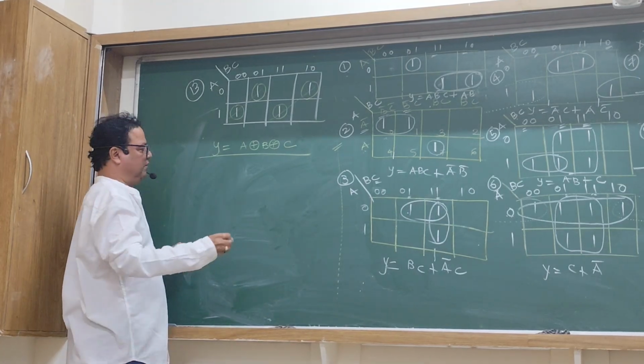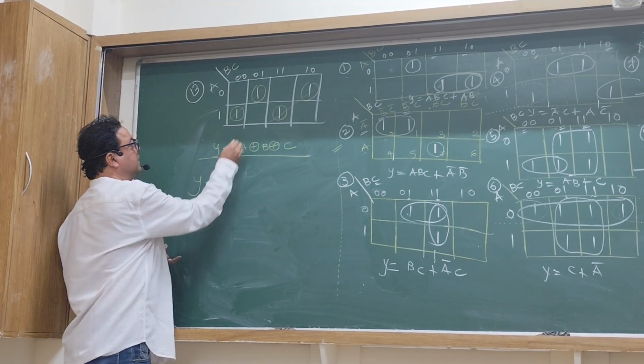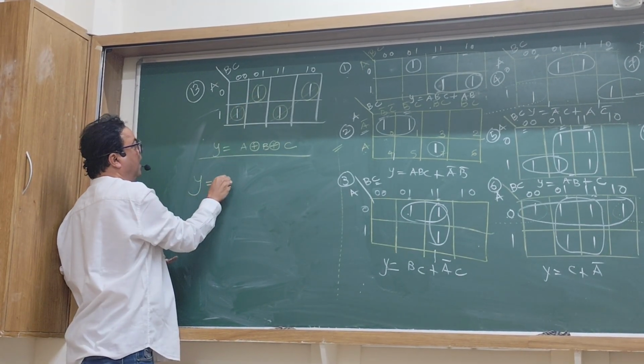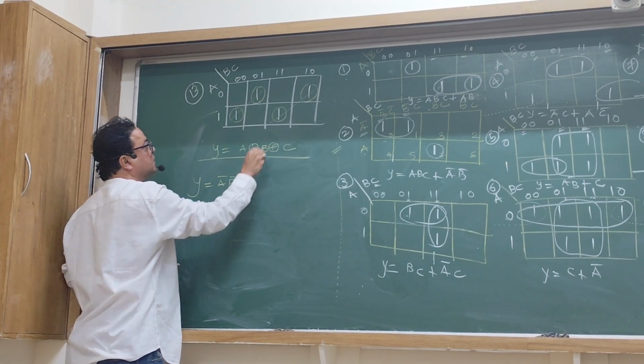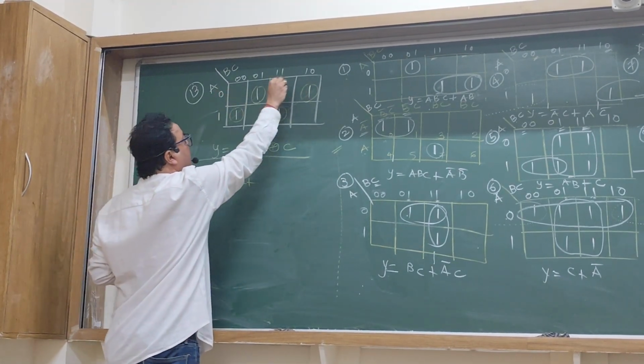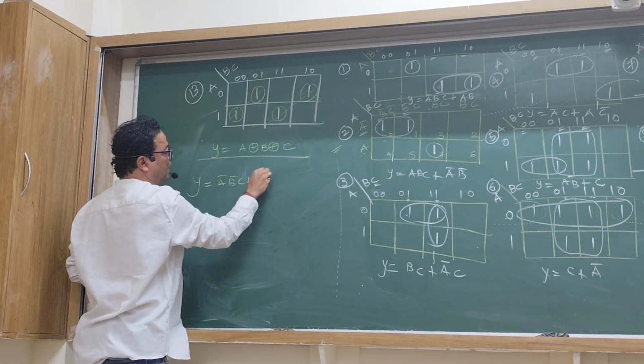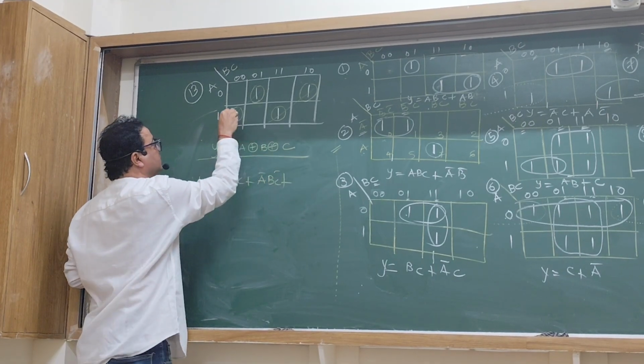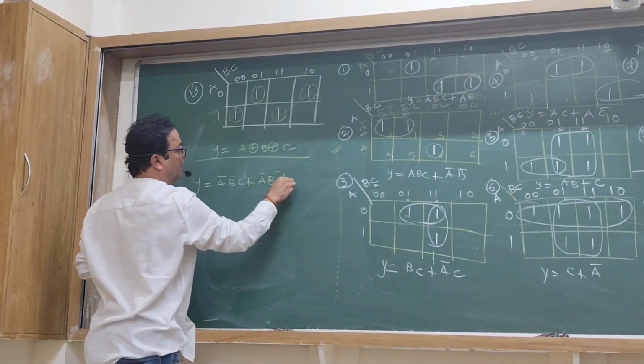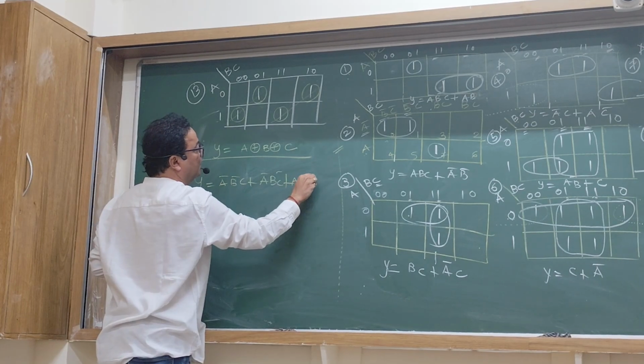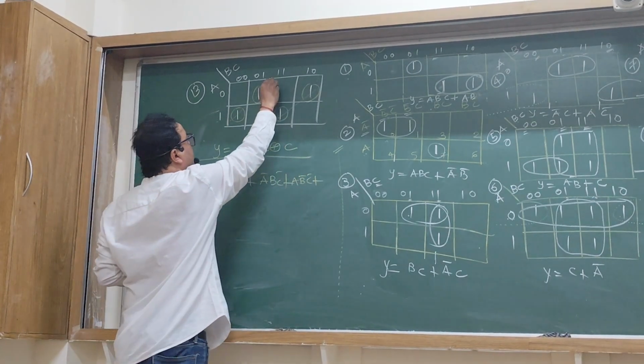Let me prove this, guys. Very easy. Tell me what is this? This is A bar B bar C, plus what is this? This is A bar B C bar, plus what is this? A B bar C bar, plus what is this? A B C.